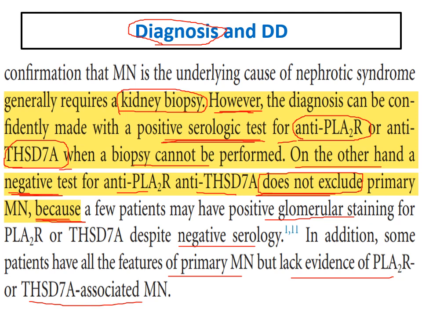To conclude, the rule now is that if the serology is positive, we don't need a biopsy. And if the patient has a negative serology, we should ask for a biopsy to make sure of our diagnosis, and ask for staining in the biopsy for phospholipase A2 and thrombospondin.